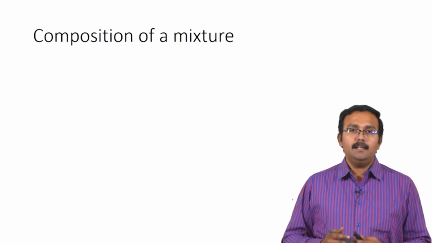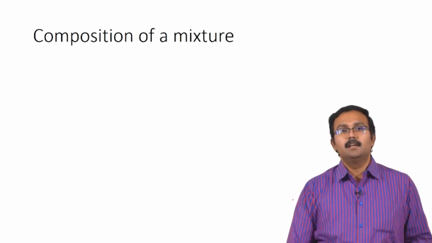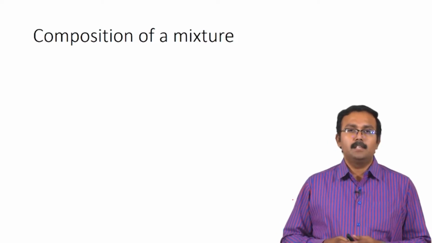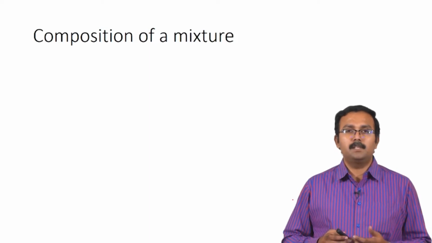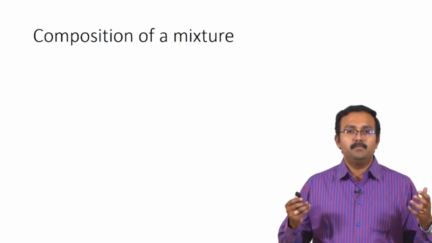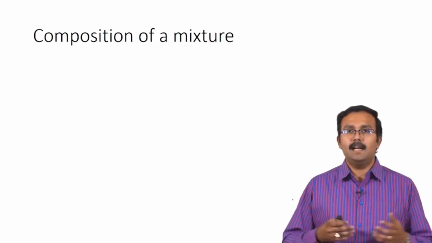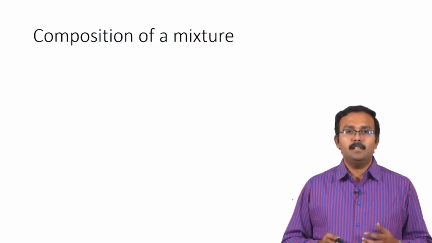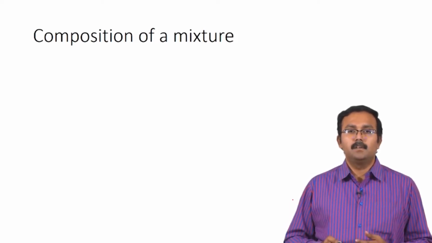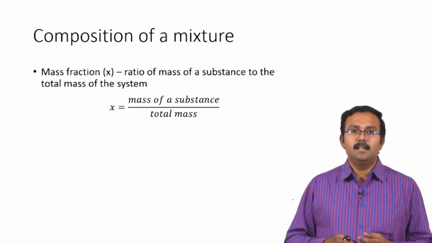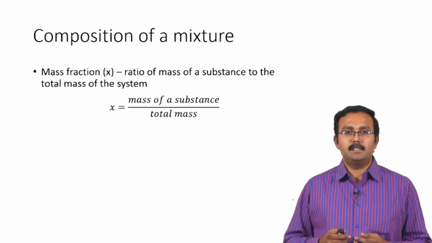Another parameter which we need to know about when we talk about any process is the composition of a mixture. So, we initially looked at mass, volume and moles, or the amount of substance, which are all the measures of magnitude. We also need to know the composition of the streams which are entering and leaving the system. For this we use two most common terms. The first one is mass fraction. It is the ratio of a mass of a substance to the total mass of the system.